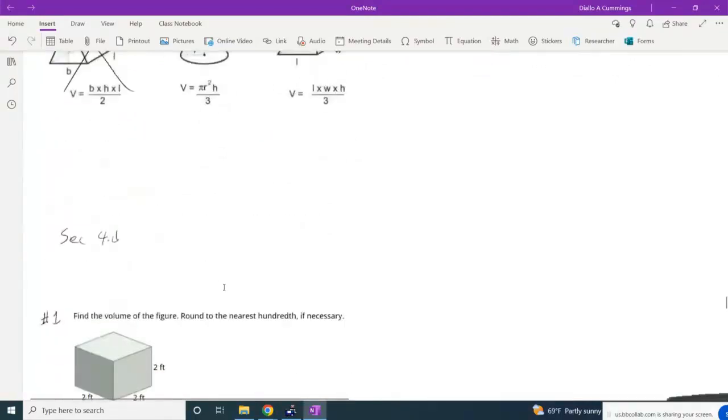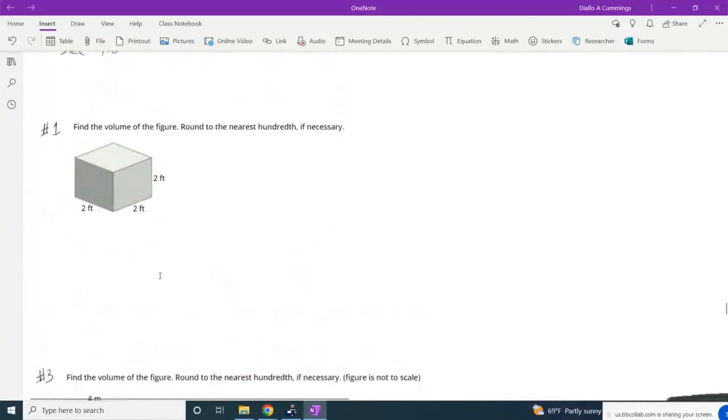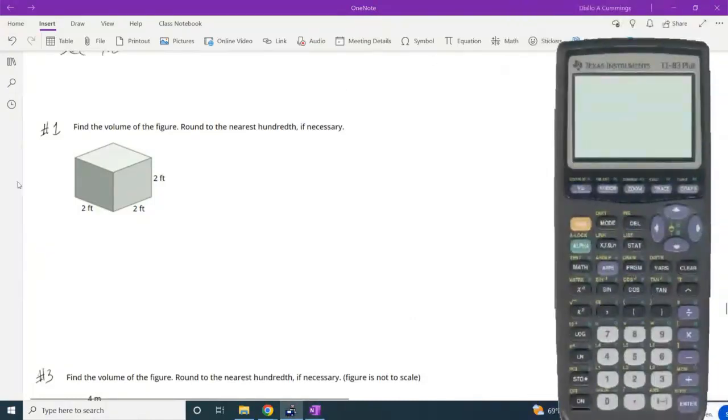All right, so let's take a look at some of these formulas in action. This is from section 4.4, and this would be similar to your number 1. It says find the volume of the figure. Now, this is actually a cube, and on the formula sheet, we actually see a rectangular prism. A cube is a three-dimensional object in which all sides have the same length. So in order to find the volume, we're going to multiply the length times the width times the height. The length is 2, the width is 2, and the height is 2.